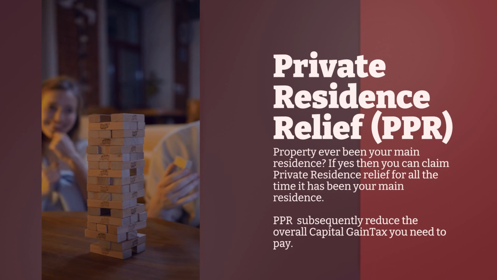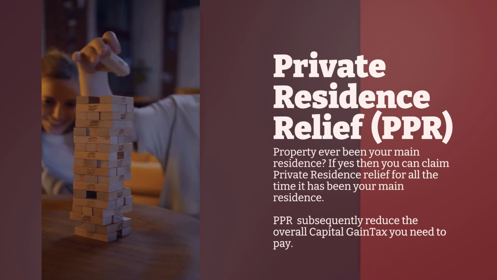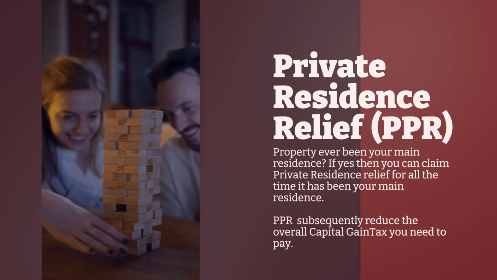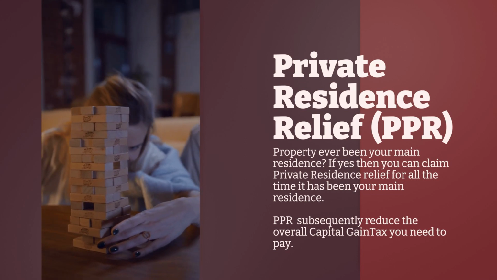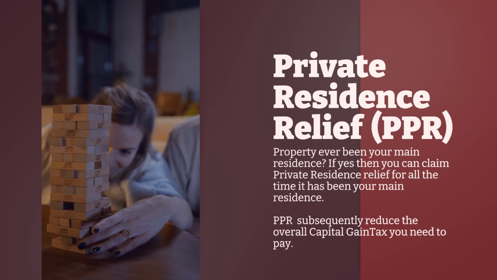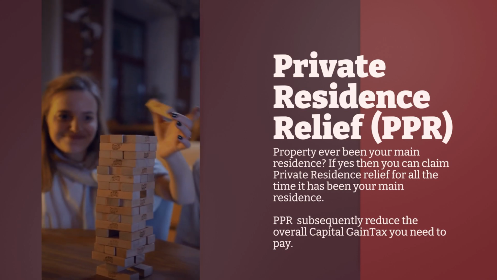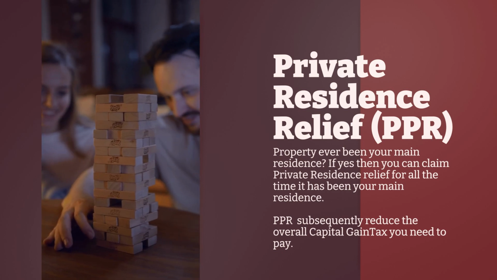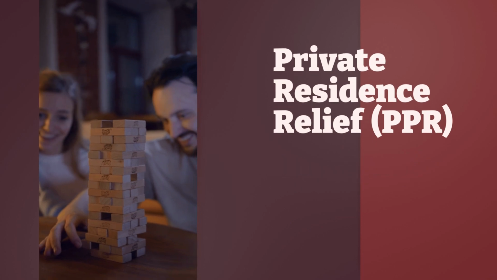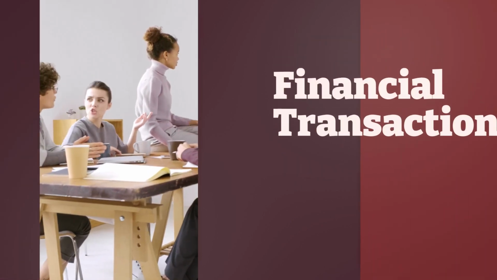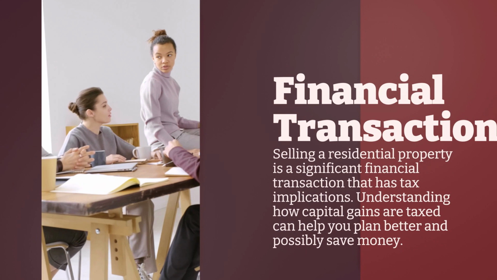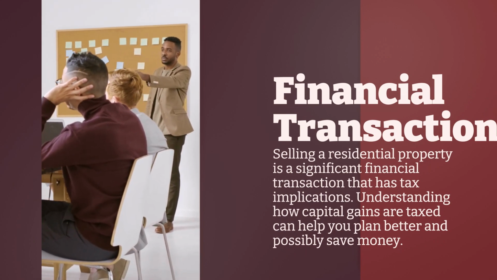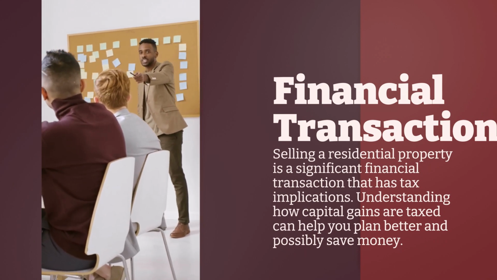These include, for example, private residence relief and lettings relief allowances. It's crucial to evaluate your situation to confirm if you are eligible for any exemption relief. For example, if the property has ever been your main residence, then you can claim private residence relief for all the time it's been your main residence. This will subsequently reduce the overall capital gains tax you need to pay. Selling a residential property is a significant financial transaction that has tax implications. Understanding how capital gains are taxed can help you plan better and possibly save money.